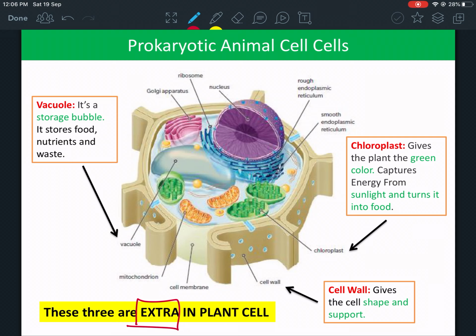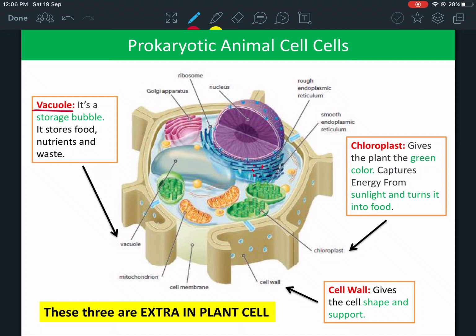So the plant cell does have a nucleus just like the animal cell, which has the DNA inside. It does have a mitochondria, see, which is a powerhouse. It has the ribosomes in here. It has a cell membrane. You see, this is the cell membrane. But it has 3 extra stuff. That's what you need to know. Now, what are these 3 extra stuff?